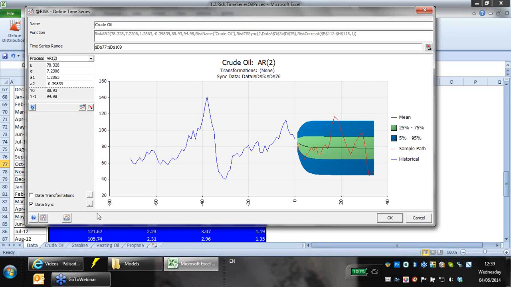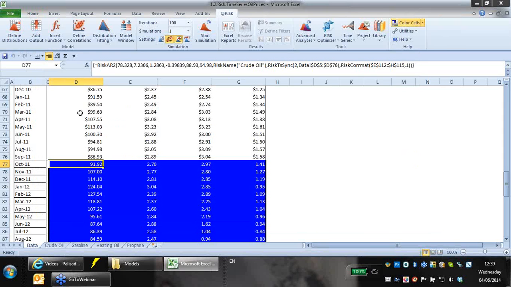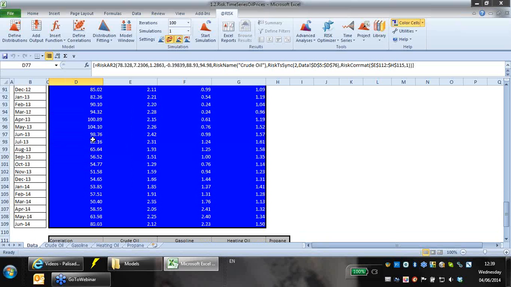When I was pressing F9, I was animating it, and now you can see there are lots and lots of different predictions being made. And then here you've got your confidence envelopes as well. What we're basically doing is using @RISK to find out the most appropriate time series process for the historic data, and then using it to generate some values for the future. I'm glad to see my maths worked out okay, and that we have a prediction for June 2014.